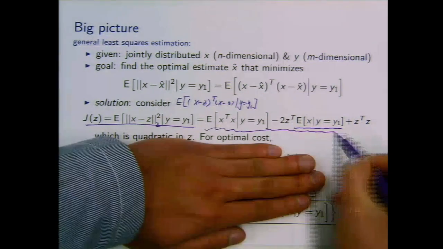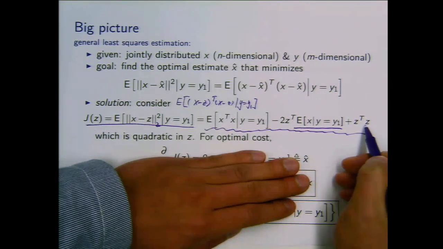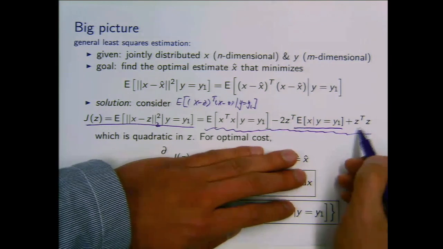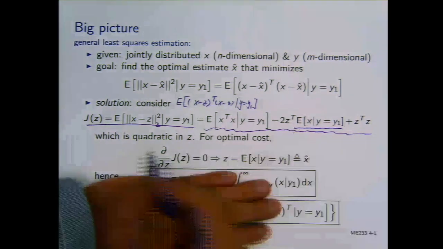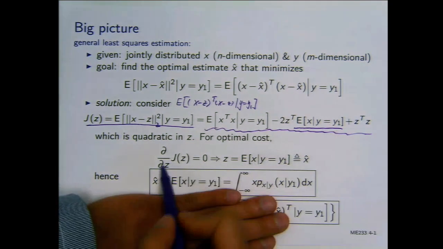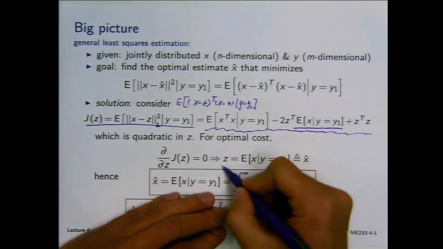So now this function here, you see, is quadratic with respect to z. I have a quadratic function of z here. So to optimize the function, I just need to solve this quadratic function minimization problem. So take the partial derivative with respect to z, let it go to 0. I can get the solution.